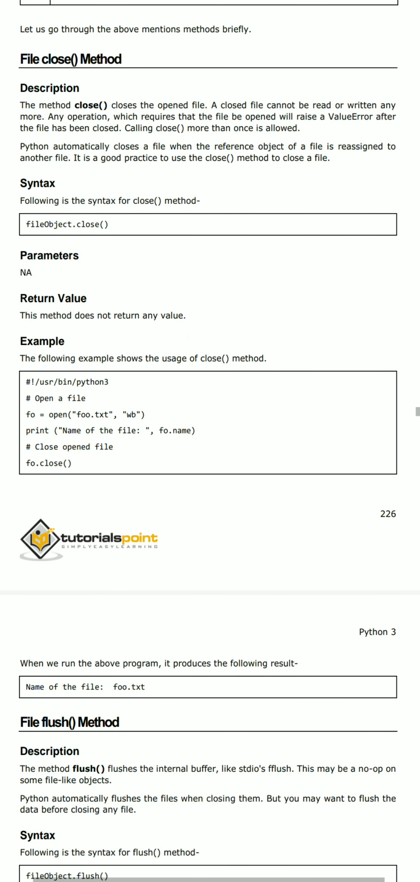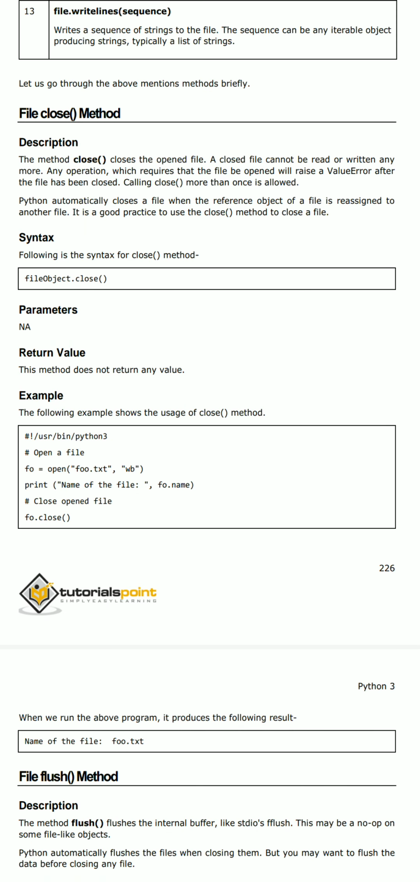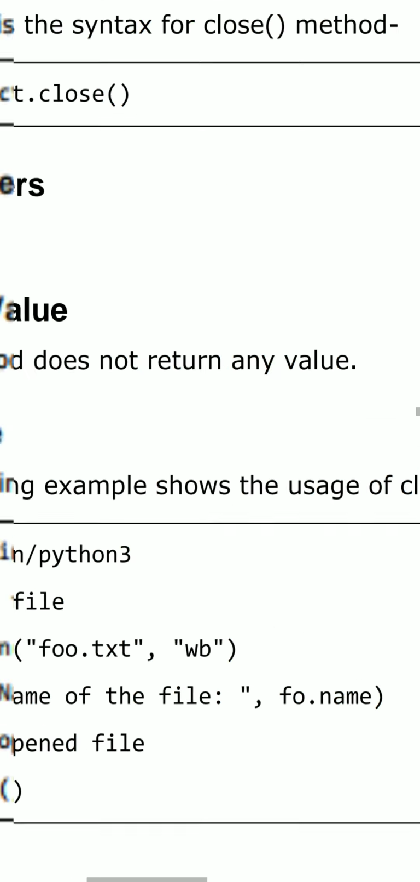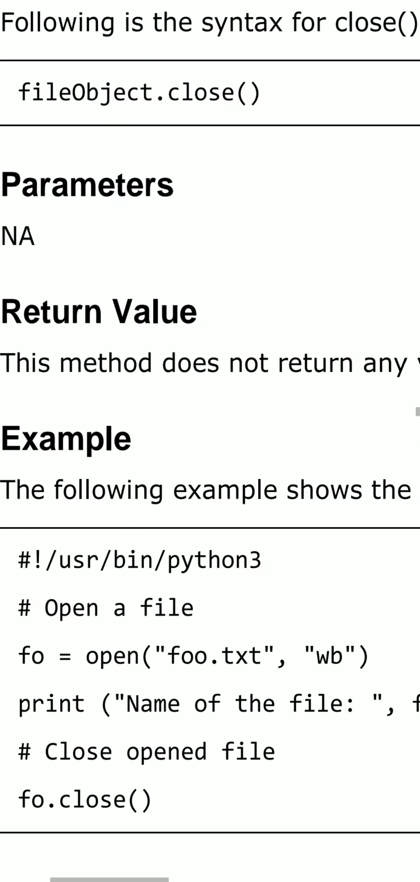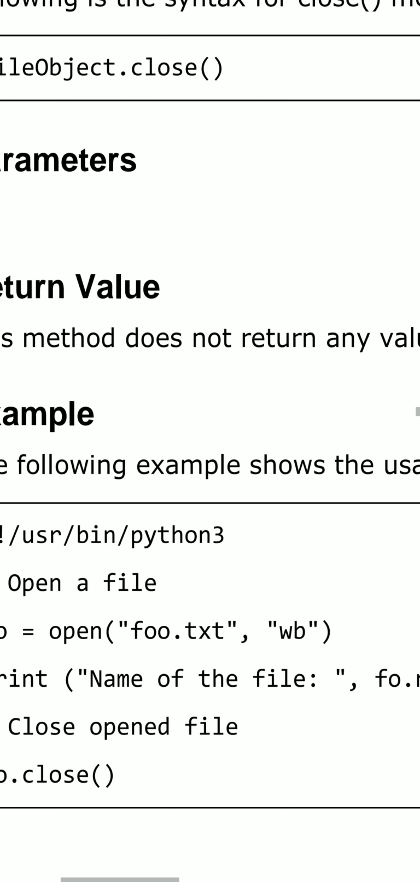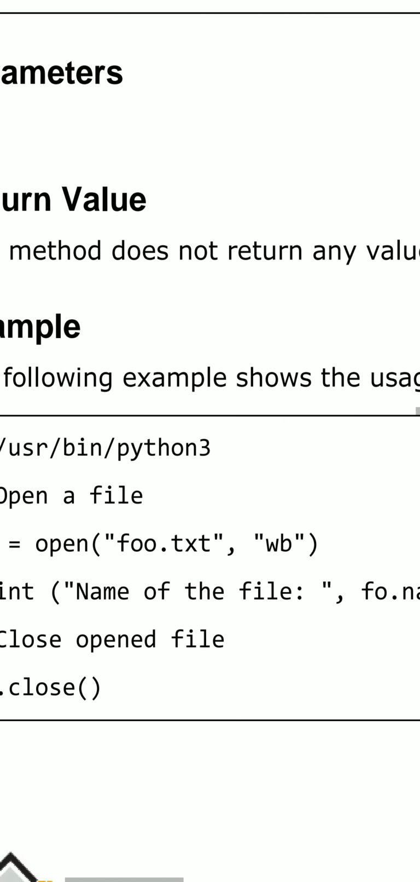In the file methods, the first one is the close method. By using this close method we can close an already open file. The syntax for this close method is file object dot close. It has no parameters and this method doesn't return any value.